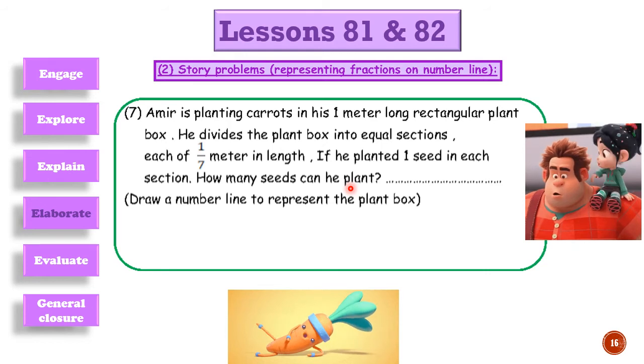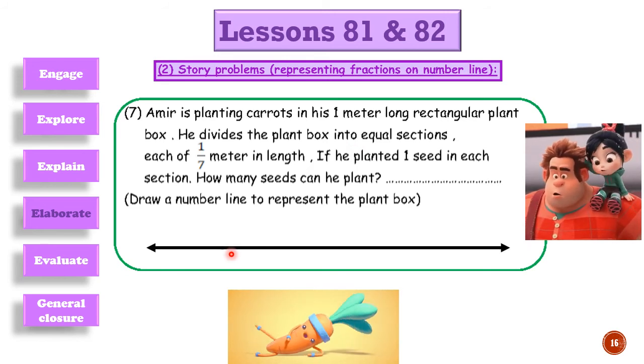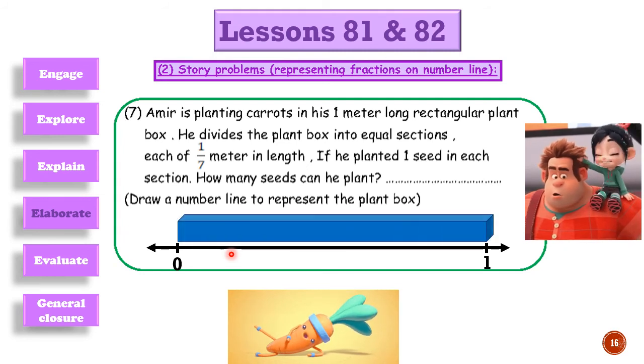Now let's first draw our number line. Use your pencil and ruler to draw. After we finish our number line, draw our fraction strip above it. Like this is a box, the plant box. Then we will need to divide the plant box into equal sections. How many sections? Look at this, 1/7 meter in each section. Okay, 1 in the numerator and 7 in the denominator.